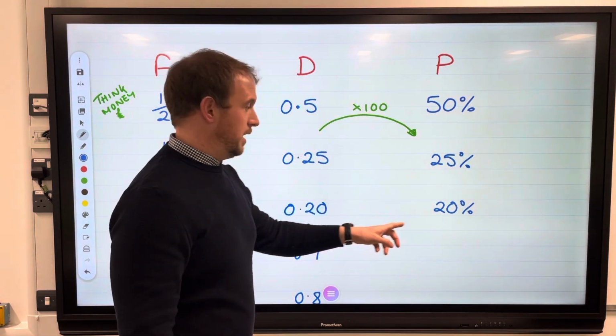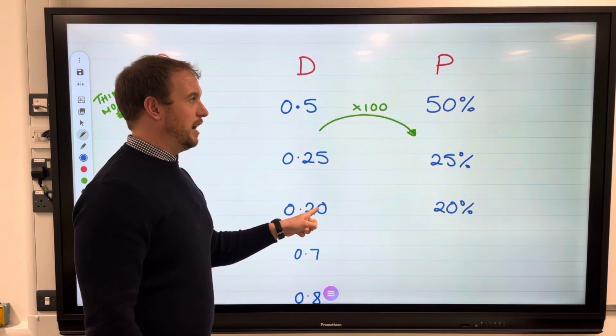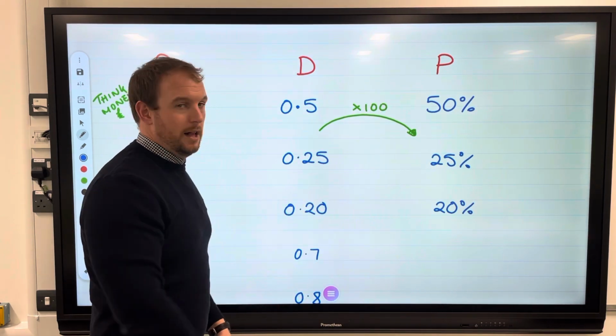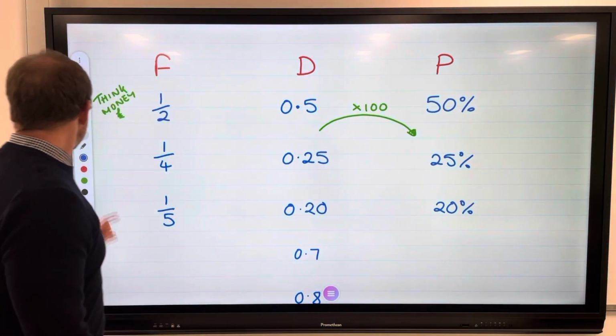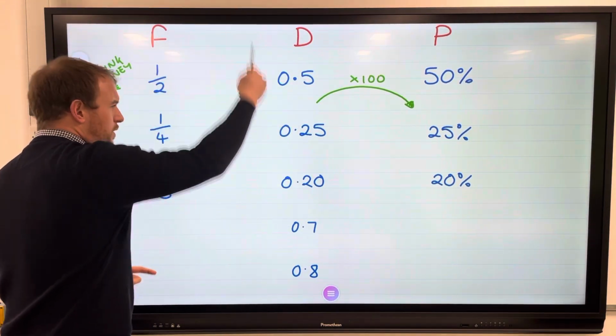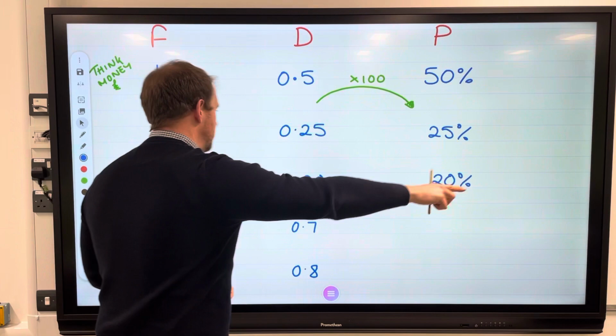Some of you might be thinking, let's just use the 2 digits that are there as a percentage. You're right, but be careful. I'll come on to that a little bit later on. So we've gone from fractions to decimals, then used the decimals to work out the percentages.